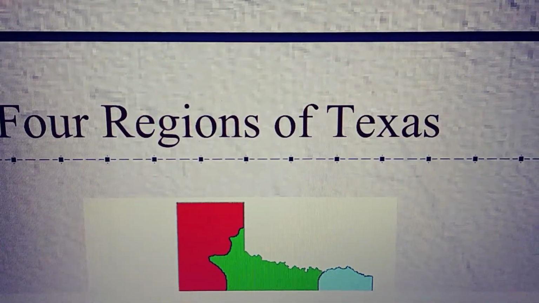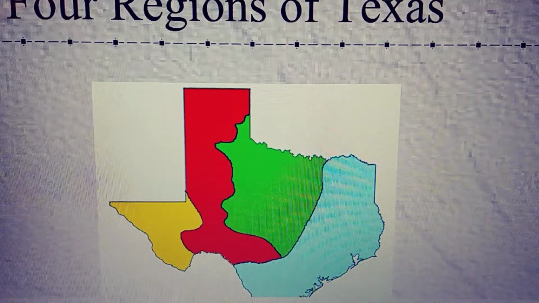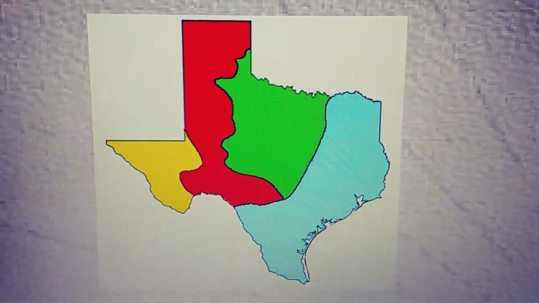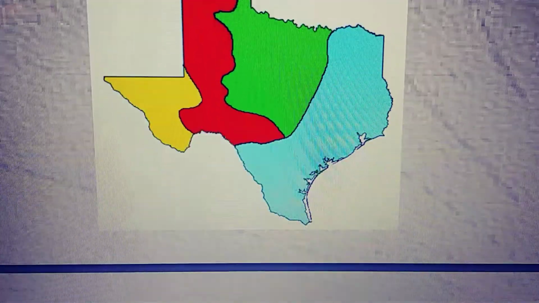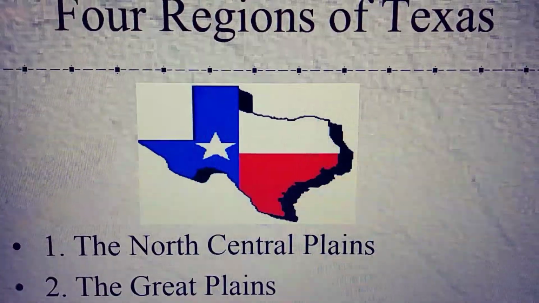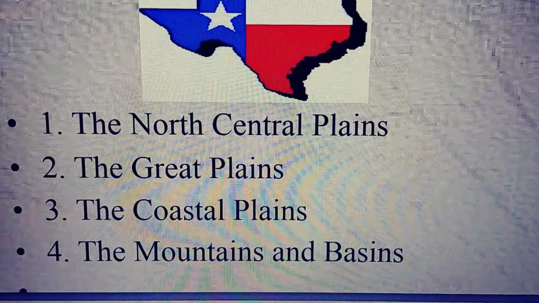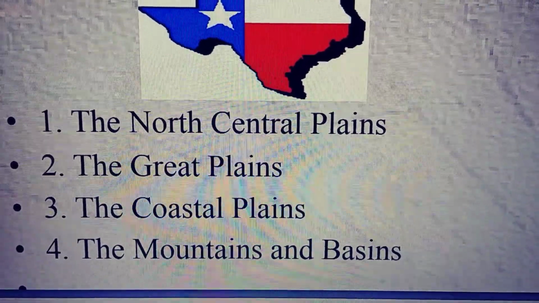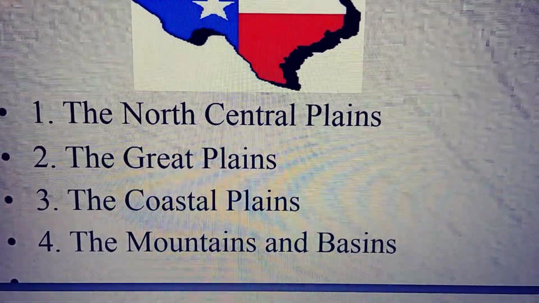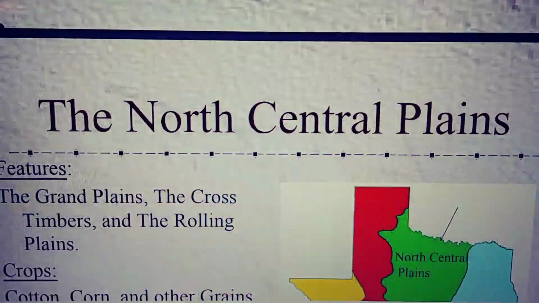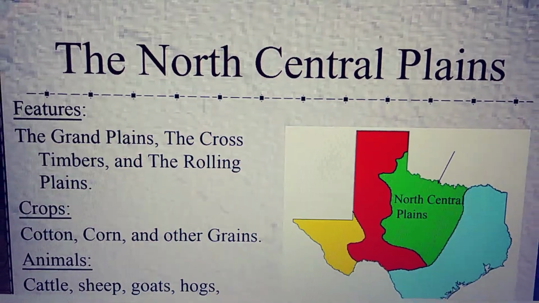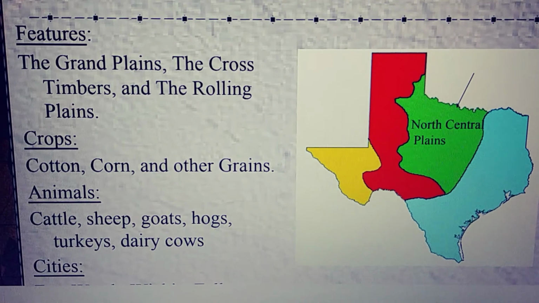Okay, the four regions of Texas. You've seen this map before. You've got a yellow, red, green, and blue. Four regions of Texas. We got the North Central Plains, the Great Plains, the Coastal Plains, and the mountains and basins. Do you remember some of this? Let's see what we can learn about the North Central Plains. They're the one in green.